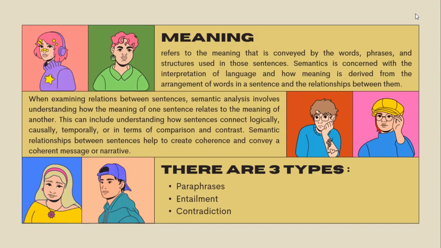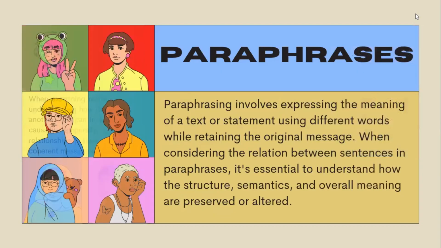narrative. There are three types. The first one is paraphrases, the second one is entailment, and the third one is contradiction. Paraphrases. Paraphrasing involves expressing the meaning of a text or statement using different words while retaining the original message. When considering the relations between sentences in paraphrases, it's essential to understand how the structures, semantics, and overall meaning are preserved or altered.